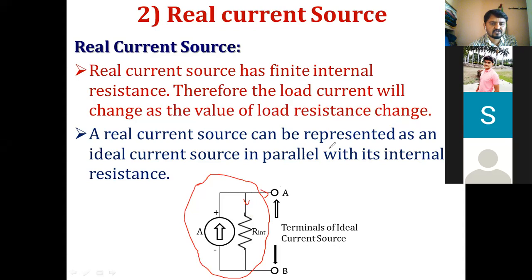So a real current source can be represented as an ideal current source in parallel with its terminal resistance here. If a terminal resistance is connected in parallel, then the load current will change as the value of load resistance changes. This sentence is very important. If the load resistance value is changed, then the load current will also change. That is the real or practical current source we are going to consider.